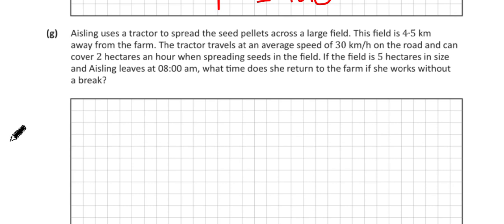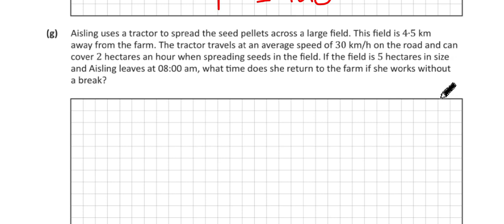Ashton used a tractor to spread the seed pellets across a large field. This field is 4.5 kilometers away from the farm. Her tractor travels at an average speed of 30 kilometers an hour on a road and covers 2 hectares an hour when spreading seeds in fields. If the field is 5 hectares in size and Ashton leaves at 8 a.m., what time does she return to the farm if she works without a break?